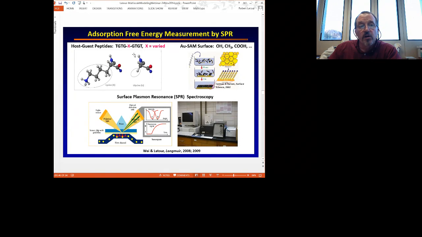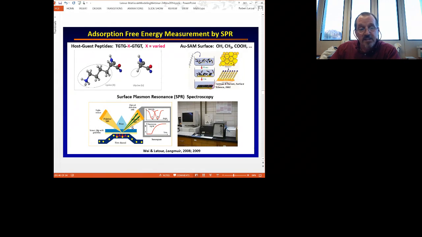Up in the upper left, we use a host-guest peptide model where T and G are threonine and glycine, and they provide solubility and extra mass for our peptide to be detected by SPR, surface plasmon resonance. And then the middle amino acid X is varied over all our different amino acid types, which changes the adsorption character of the peptide. Then we have our surfaces, either using alkane thiol self-assembled monolayers or spin-coated polymers. And in the bottom, we show just a schematic of surface plasmon resonance.